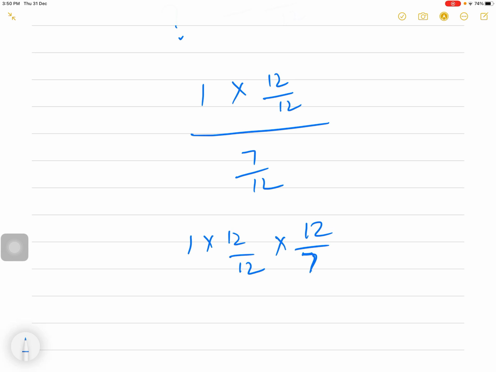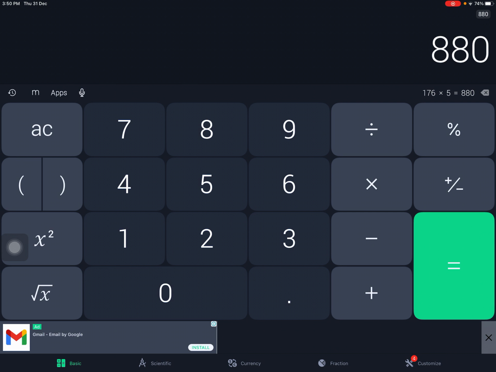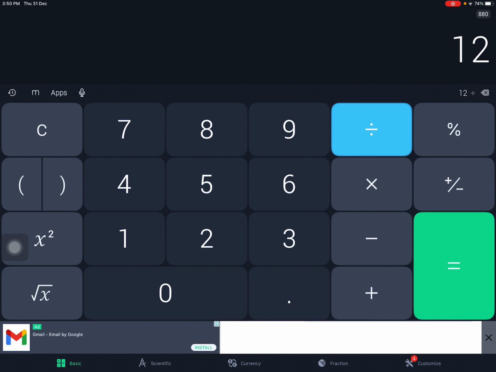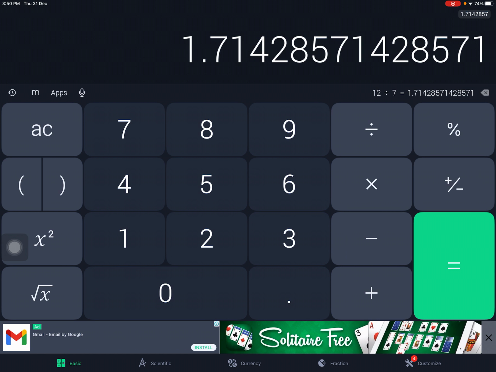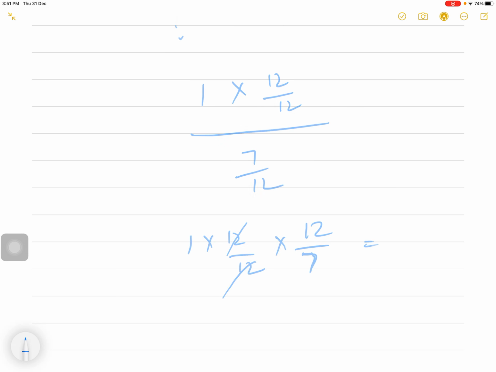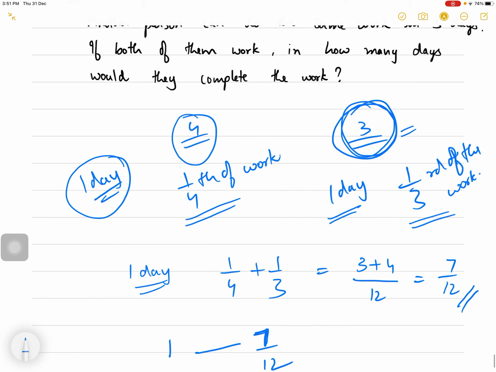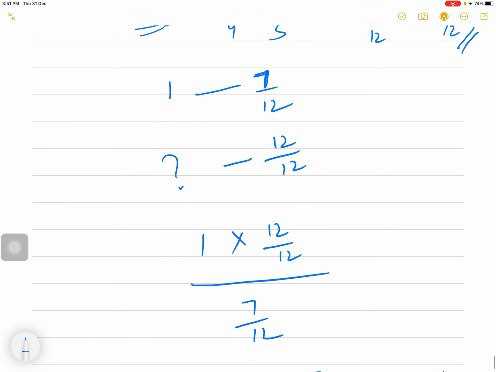Okay. So which is 12 by 7, and 12 by 7 is 12 divided by 7 is 1.71428. So I'll say 1.72, no, 1.71, which is 1.71 days. So it will take 1.71 days to complete the work. Okay.